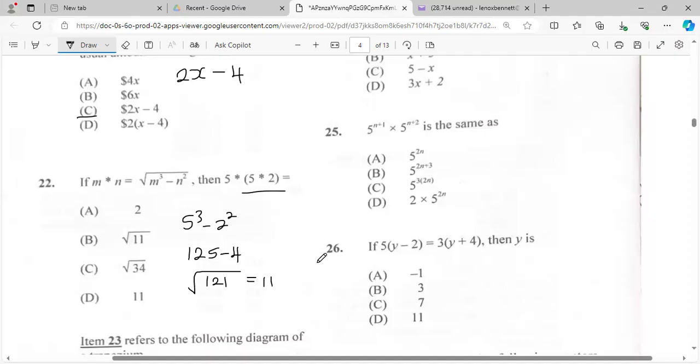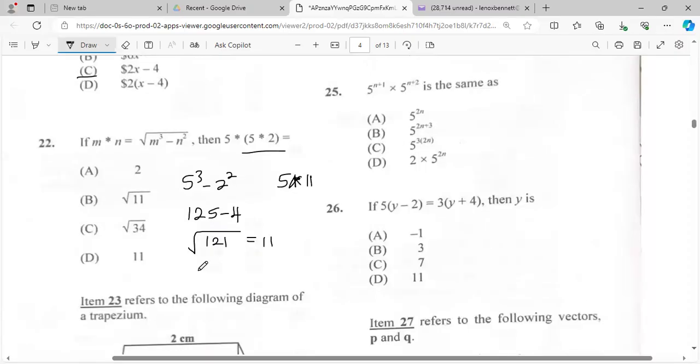So it's going to be 5 asterisk 11. So it's going to be 5 to the third minus 11 squared, which will give us 125 minus 11 times 11, 121. So that gives us the square root of 4, which is 2. Very nice question, CXC. You go for yourself, you know.